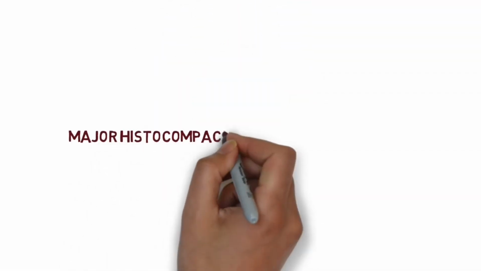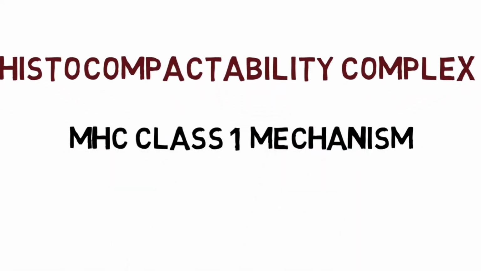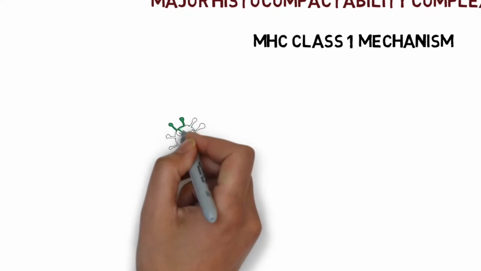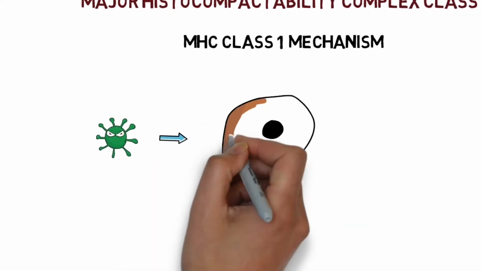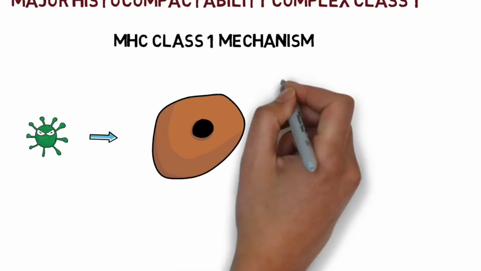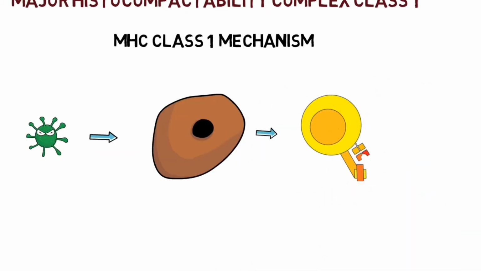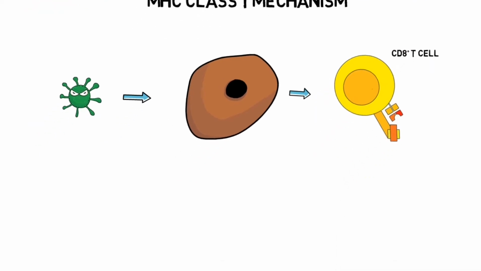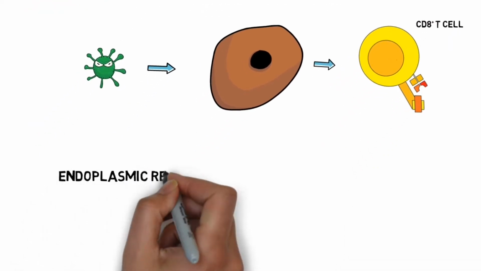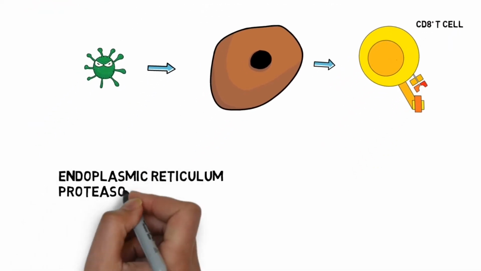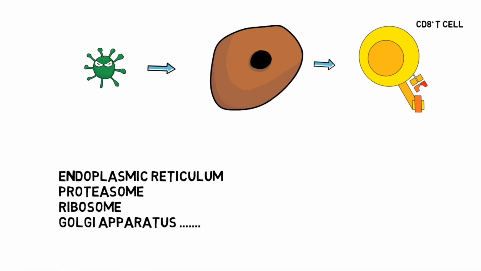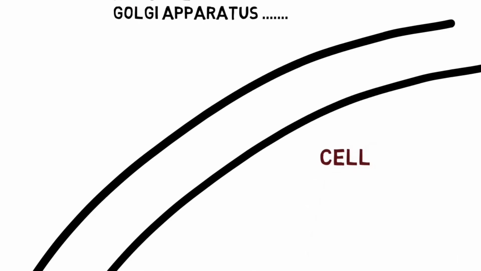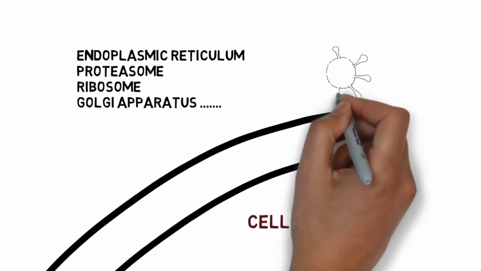So this video is about major histocompatibility class 1 mechanism, or simply MHC class 1 mechanism. So we are going to discuss how an MHC acts inside a cell when an antigen enters, how this cell then expresses to a CD8 T-cell. Important organelles needed for this MHC class 1 mechanism or activation are endoplasmic reticulum, proteasome, ribosome, Golgi apparatus and so on. So now let's discuss its mechanism.